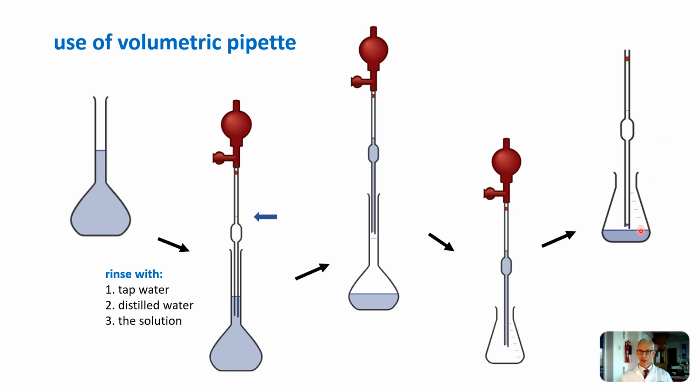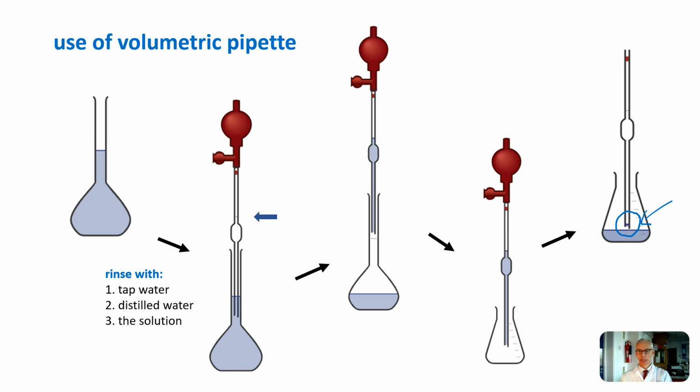Touch the surface of the solution with the pipette and allow the pipette to drain for 10 seconds after it appears to have been completed. You will then see that there is a small volume remaining in the pipette. That is meant to be there. That is part of the design.